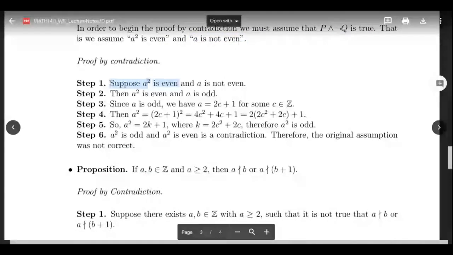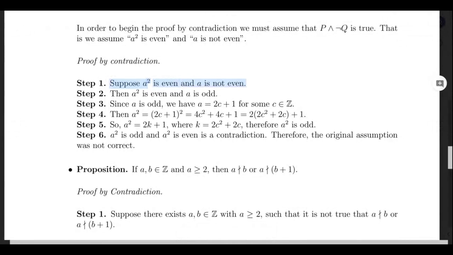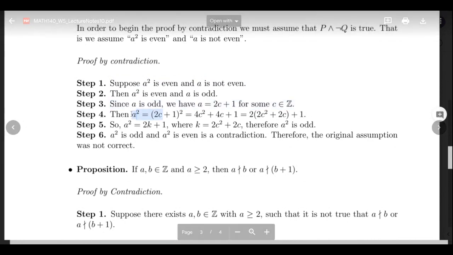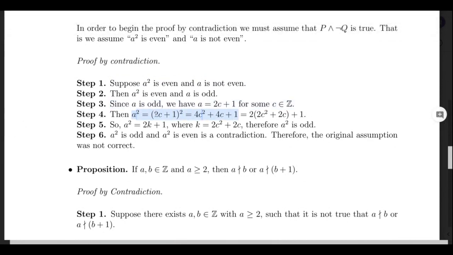So we assume A squared is even and A is not even. So if A is not even, that means A is odd. So A squared is even and A is odd. If A is odd, remember we can write A as 2C plus 1, for C some integer. And A squared is even. So let's write out A squared. A squared equals (2C plus 1) squared equals 4C squared plus 4C plus 1 equals 2 times (2C squared plus 2C) plus 1, right?